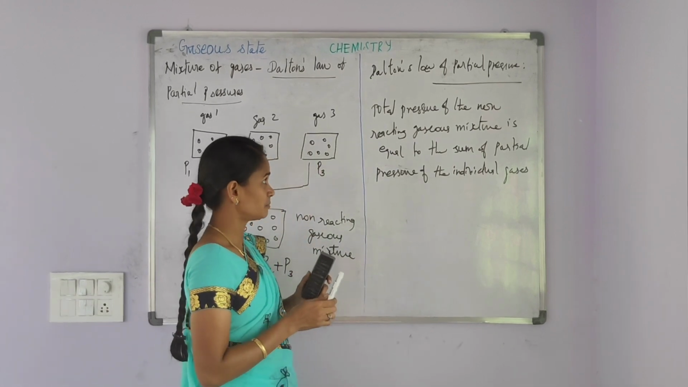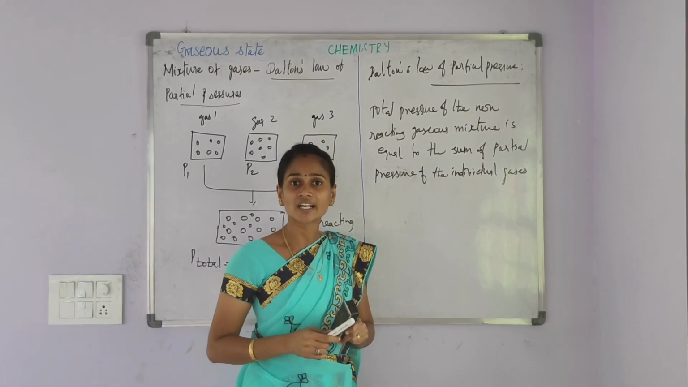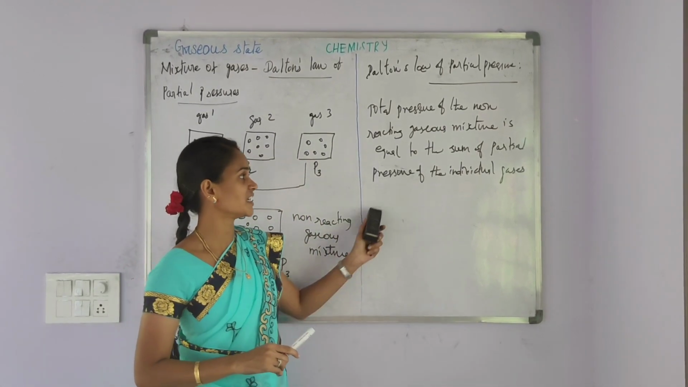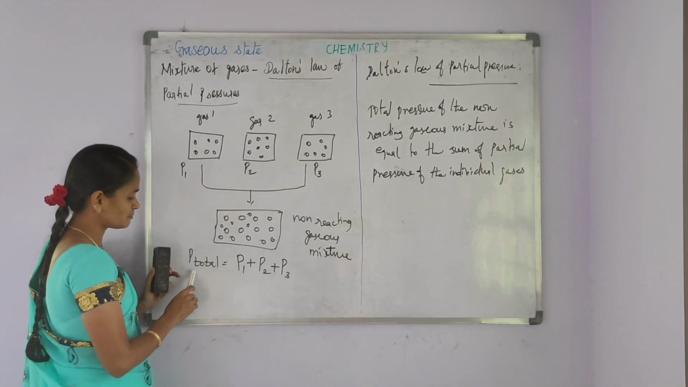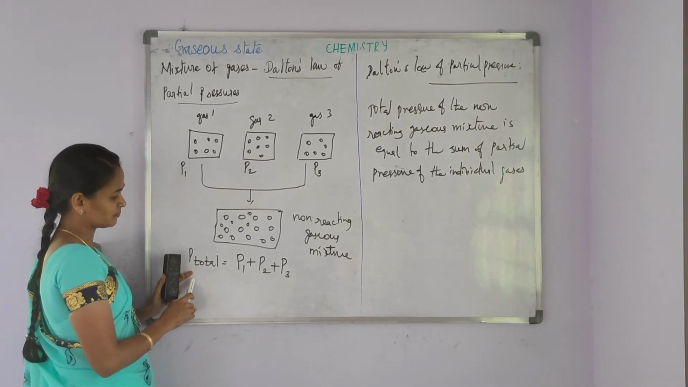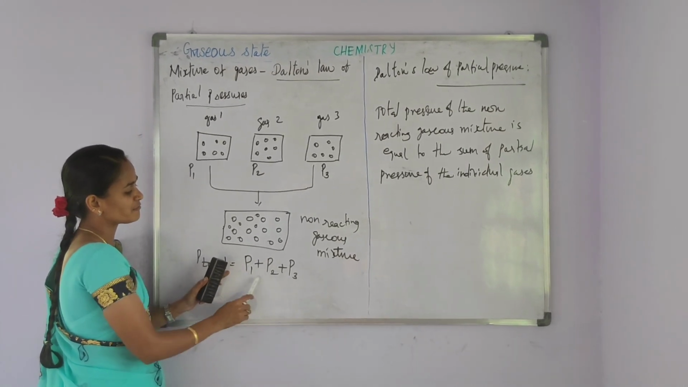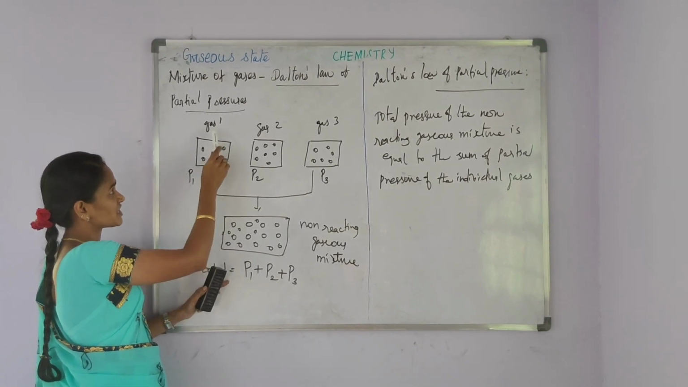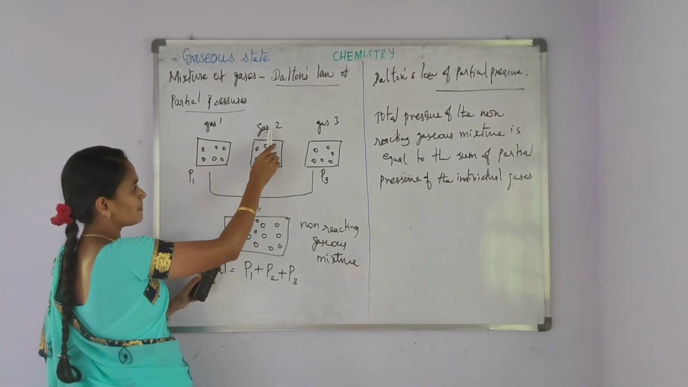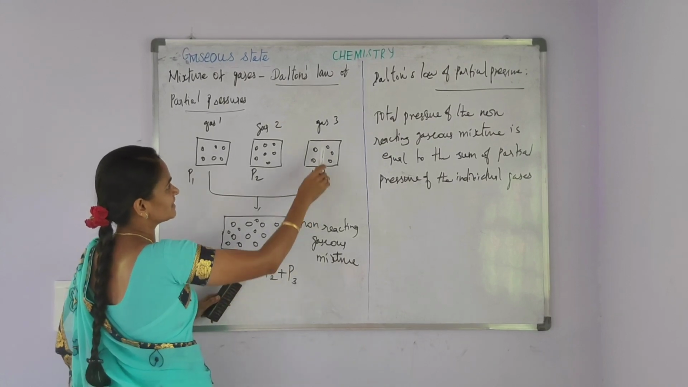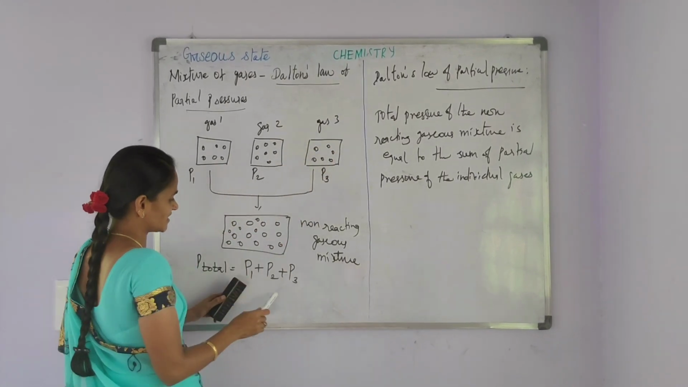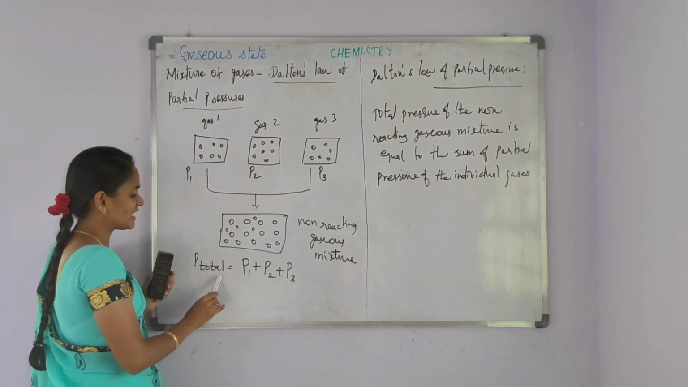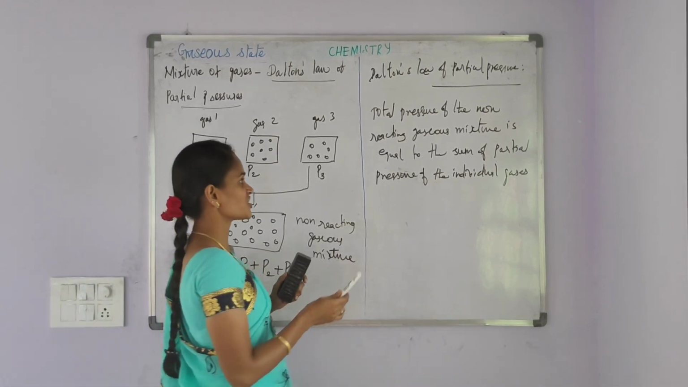Dalton's law of partial pressure is: the total pressure of the non-reacting gaseous mixture is equal to the sum of the partial pressures of the individual gases. That is, P total is equal to the sum of the partial pressures of the individual gases. P1 is the partial pressure of gas 1. P2 is the partial pressure of gas 2. P3 is the partial pressure of gas 3. So, by adding the partial pressures of the three gases, we will get the total pressure of the gaseous mixture.